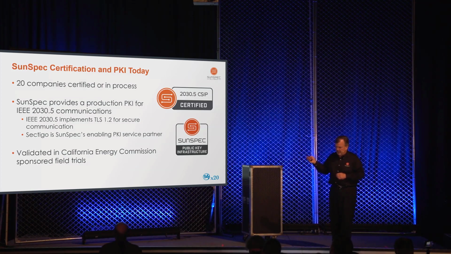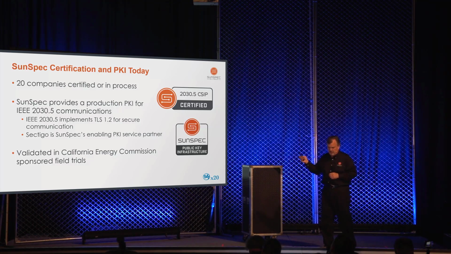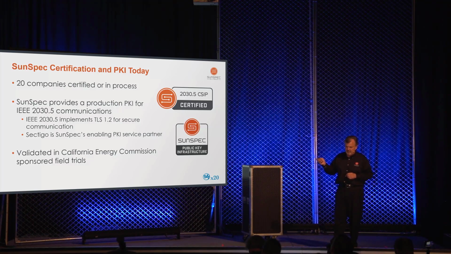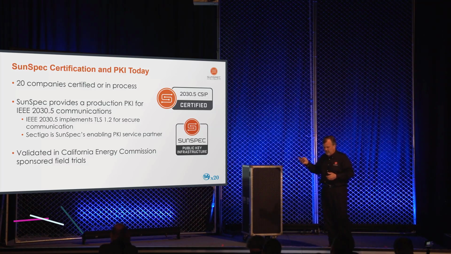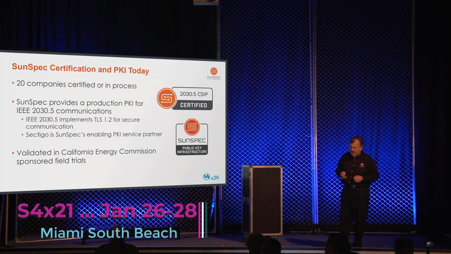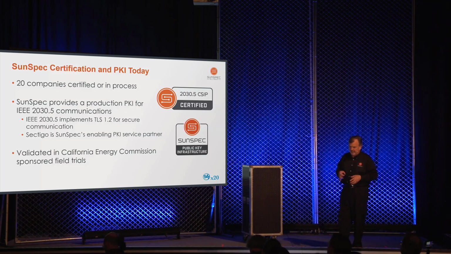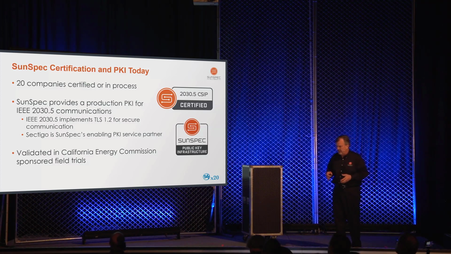Where we stand today, about 20 companies are in process. The underlying system is TLS 1.2. That's just built into the communication standard itself. Elliptic curve cryptography keys are used for TLS, so it's state-of-the-art in terms of the encryption. I mentioned that Sectigo is our service provider, and we have validated this system and put it through stress tests and quite a number of California Energy Commission trials. It's not like we haven't installed any; we've installed maybe 100 or so of these systems in California and put them through their paces.